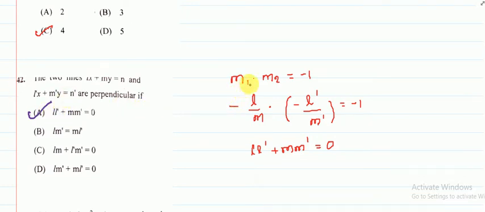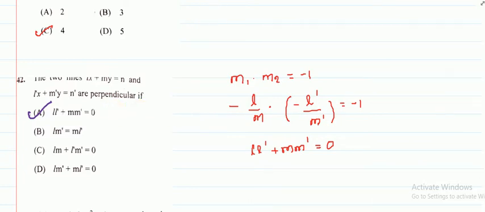Since they are perpendicular, we can write m1 into m2 is equal to minus 1. Therefore, if you shift this m' in the denominator to the right hand side, and again take it to the left hand side, it will be ll' plus mm' is equal to 0. So, it is option A.